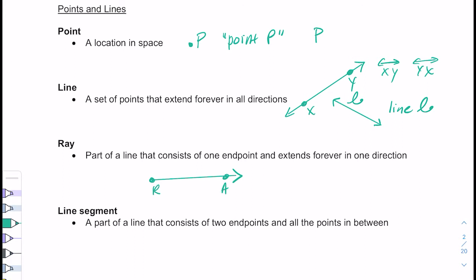So we have to be careful how we name a ray. With a line, you can call it line RA or line AR, but with a ray, you have to have your initial point, which is where it's starting, and then it goes on forever in the opposite direction. So here, this would be called ray RA. Okay, it would not be ray AR. That's not a good way to name it. Okay, ray AR would look like this. It would have to start at A, and then it would keep going towards R.